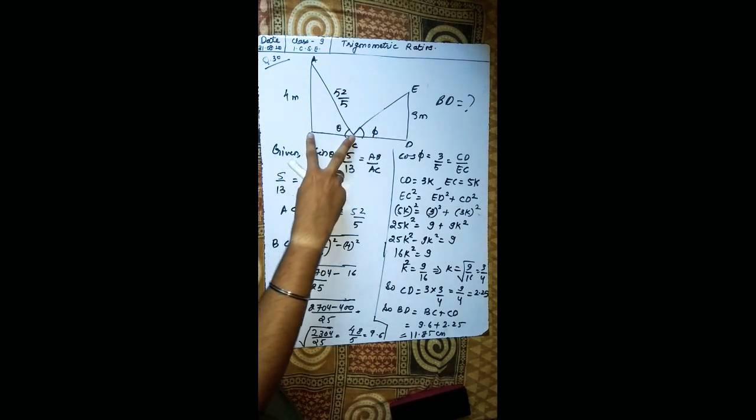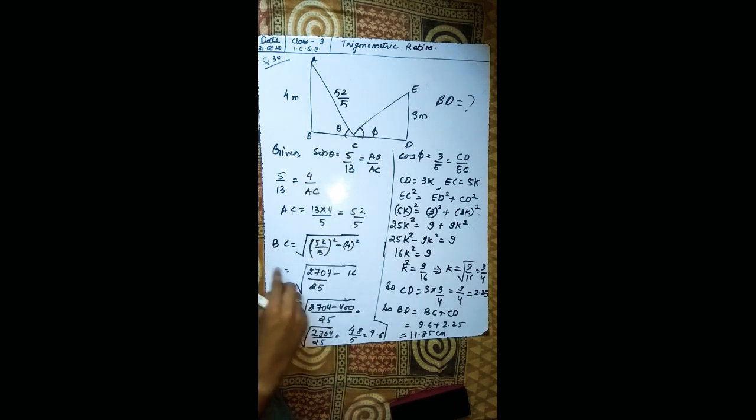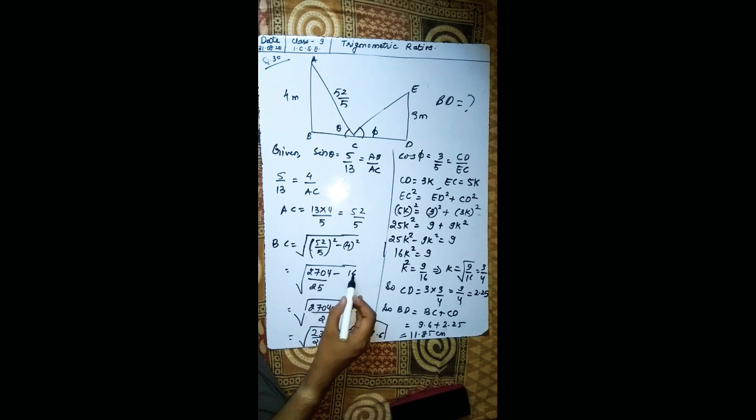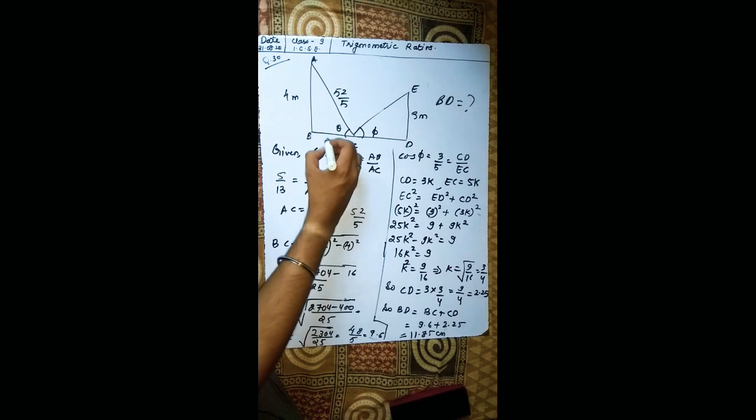Now let us find BC. How? By using the Pythagoras theorem, BC will be the square root of hypotenuse square minus perpendicular square. So (52 upon 5) square minus 4 the whole square. Square of 52 is 2704. Square of 5 is 25. This is 16. Taking LCM, 25 into 16 is 400 upon 25. 2704 minus 400, 2304 upon 25. The root of 2304 is 48, and the root of 25 is 5. So 48 upon 5 is what? 9.6. We got BC as 9.6.